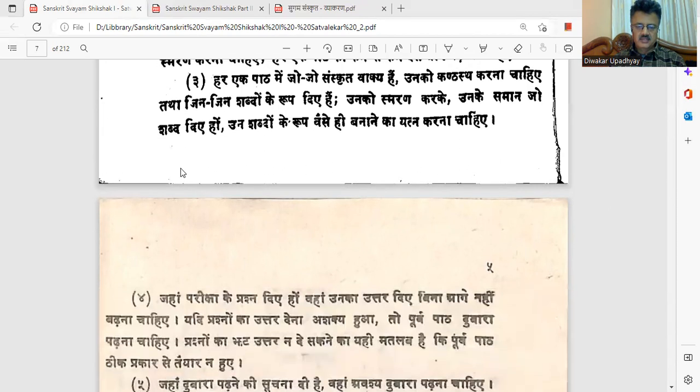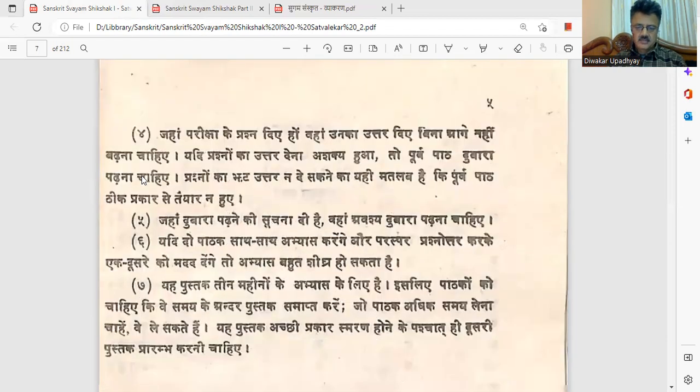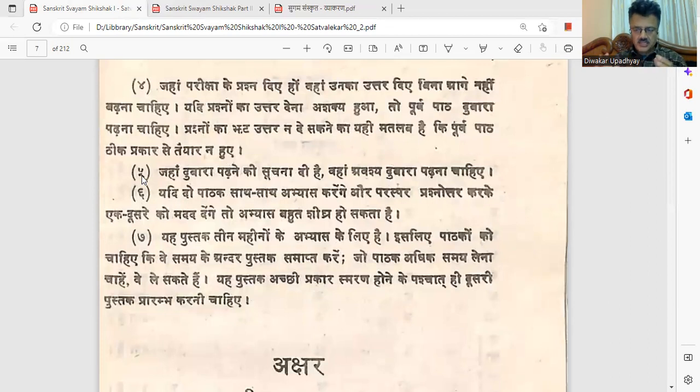In every lesson, there are Sanskrit sentences. As we read, we should memorize those Sanskrit sentences. We should also memorize the meanings of the words we learn in each lesson. And we should try to make more sentences after we learn the given sentences. If we have any exercises or assignments, we should not move further without doing them.